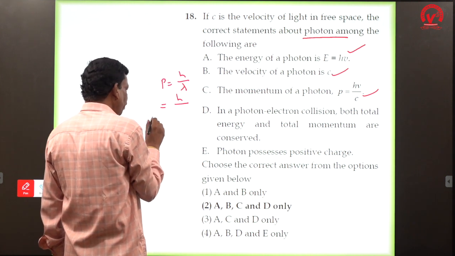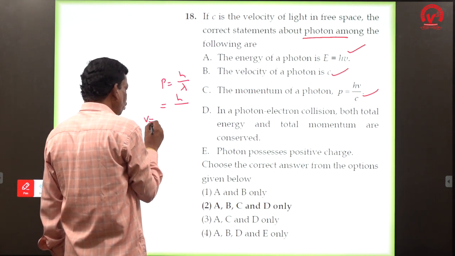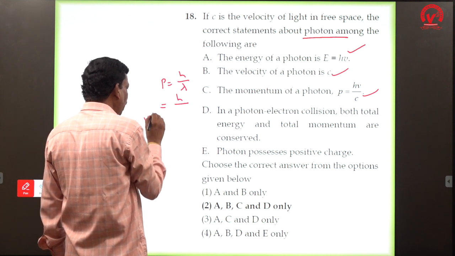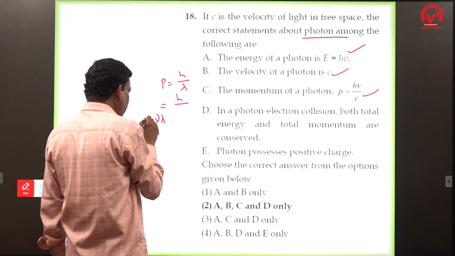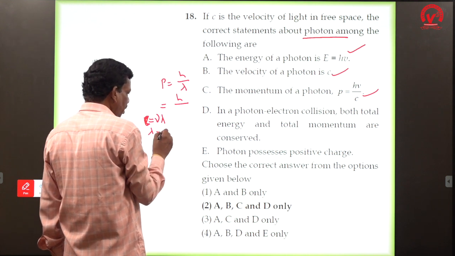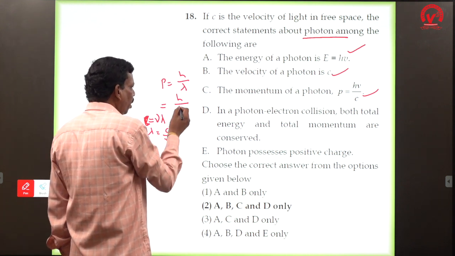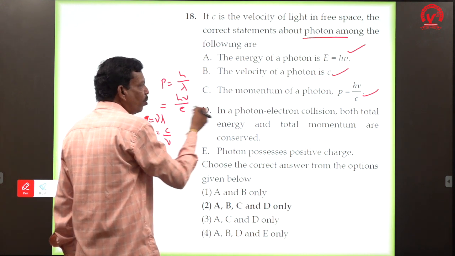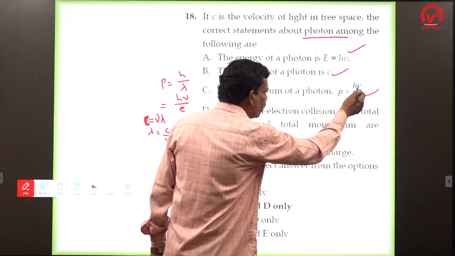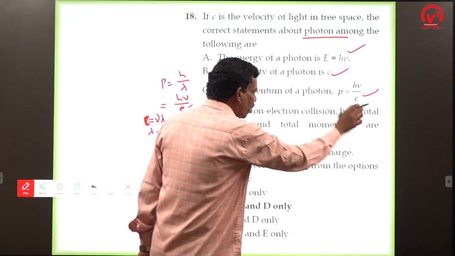We know that V is equal to nu lambda. Now lambda means what? V is the velocity of photon, no? So lambda is C by nu. Here C, here nu. P equal to hc by, h nu by c. Okay, correct. It is also correct.